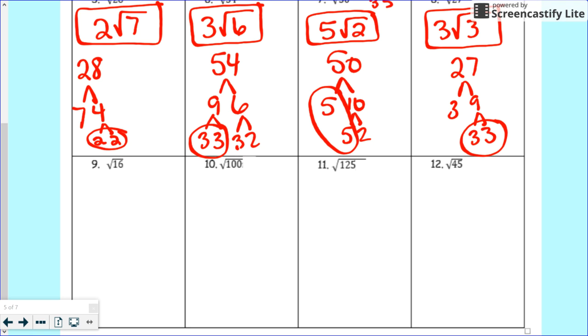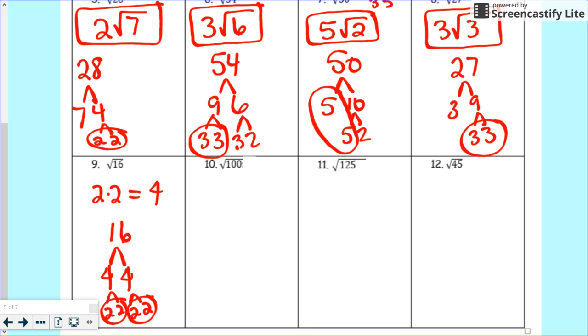All right, 16. 16 is 4 times 4. What's special about this one is I've already got a perfect square here. I've got 4 times 4. I can break this down into 2 times 2 and 2 times 2, which means I've got a 2 and a 2 that are going to come out of the house. Since I don't have anything left in the house, I don't need that house anymore. So my answer is just 2 times 2, which is 4.